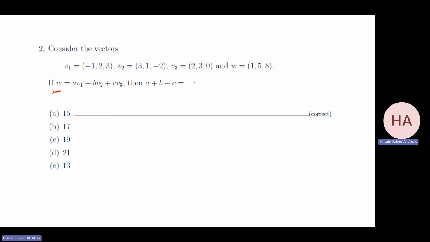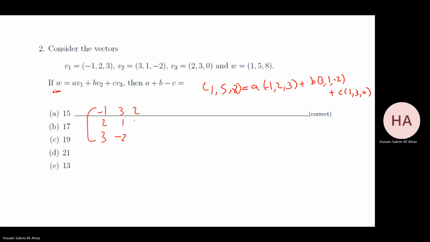W, which is 1, 5, 8, equals A times V1 plus B times V2 plus C times V3. Sorry for that. So I have minus 1, 2, 3, 3, 1 minus 2, 2, 3, 0. This is 1, 5, 8. This is what I want to solve. Oh, that gives me what? 1 minus 3 minus 2 minus 1. This will be the same.